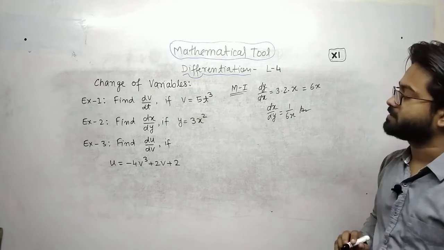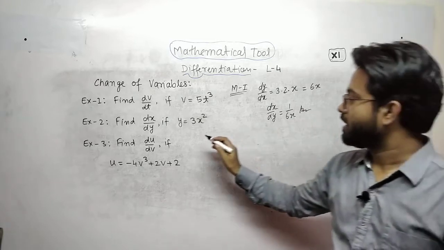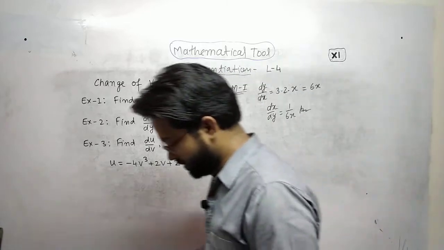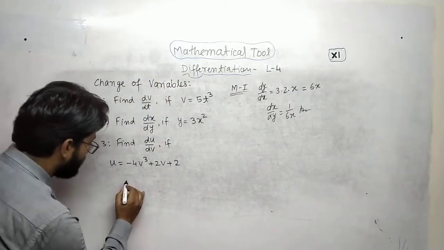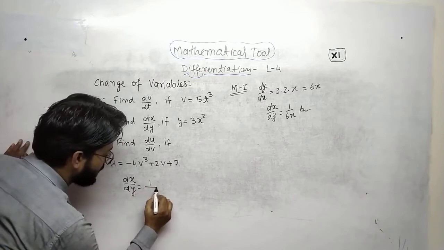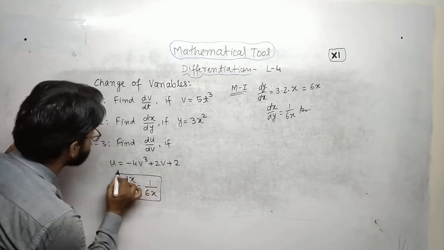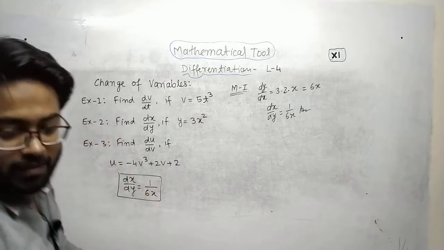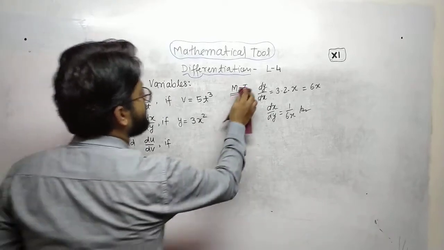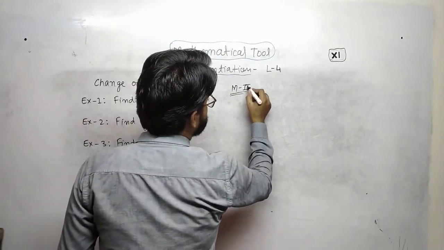This is your answer by method number 1. Since 1 upon the answer, I can write here dx upon dy came, that is 1 upon 6x. This is the answer of example number 2. Okay, now method number 2. What is method number 2?